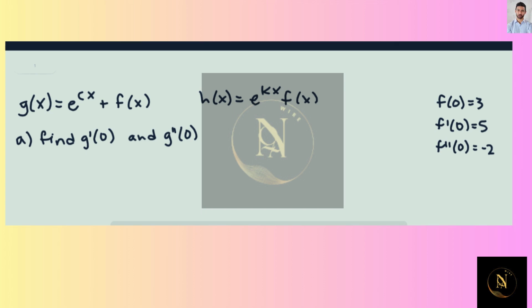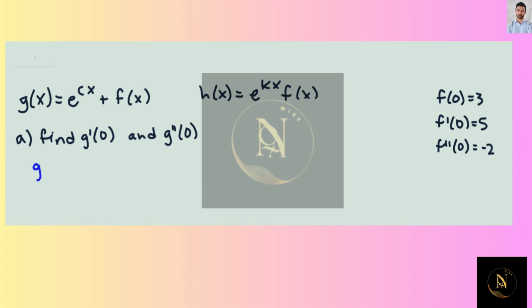We're given function g of x, and we want to find g prime of 0 and g double prime of 0. So let's find g prime of x. Using the chain rule on e to the cx, we get e to the cx times c. And then the derivative of f of x would be f prime of x. Now let's evaluate that at 0.